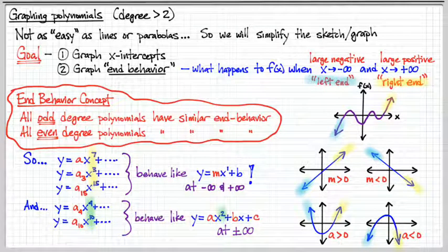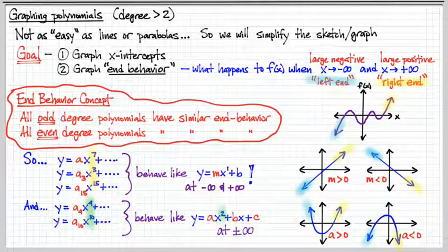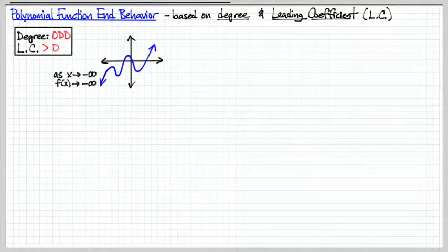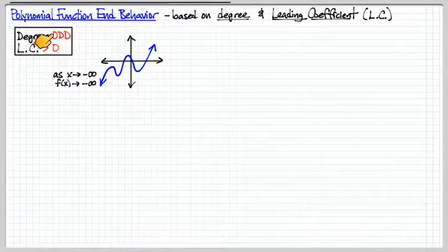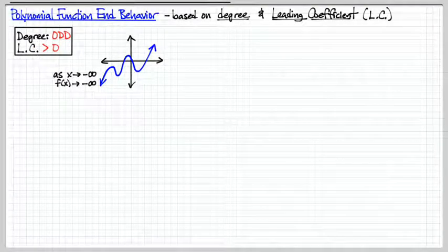So, conceptually, if you can remember this kind of concept here, all odd degrees behave like lines. All even degree polynomials behave like quadratics. That helps you a lot in terms of remembering what happens here. I'm going to summarize it with this other picture, and this is kind of what's in the book. When we have an odd degree polynomial, leading coefficient greater than 0, it has this end behavior as such.